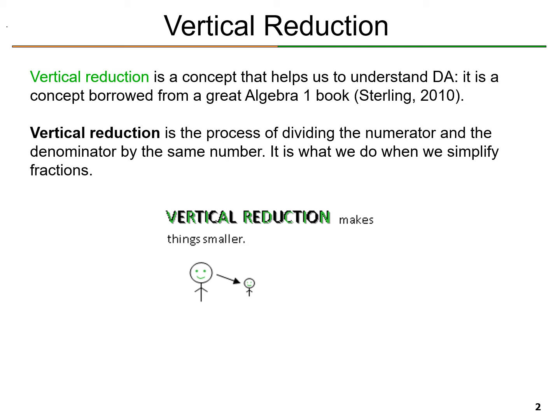Vertical reduction is a concept that helps us to understand dimensional analysis. It is a concept that I borrowed from a great Algebra 1 book by Sterling in 2010. Basically, vertical reduction is the process of dividing the numerator and the denominator of a fraction by the same number. It is what we do when we simplify fractions. So vertical reduction makes things smaller, as we can see in the little picture.